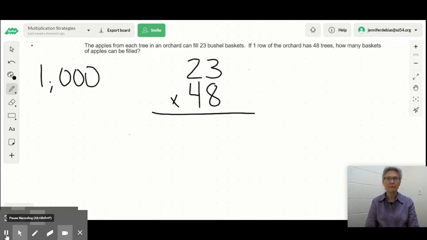When I'm done. Okay, so first I'm going to multiply the tens by the tens. So I have 40 times 2 tens, which is 80 tens, or 800. Now I'm going to multiply the ones by the tens. So 40 times 3, which is 120.